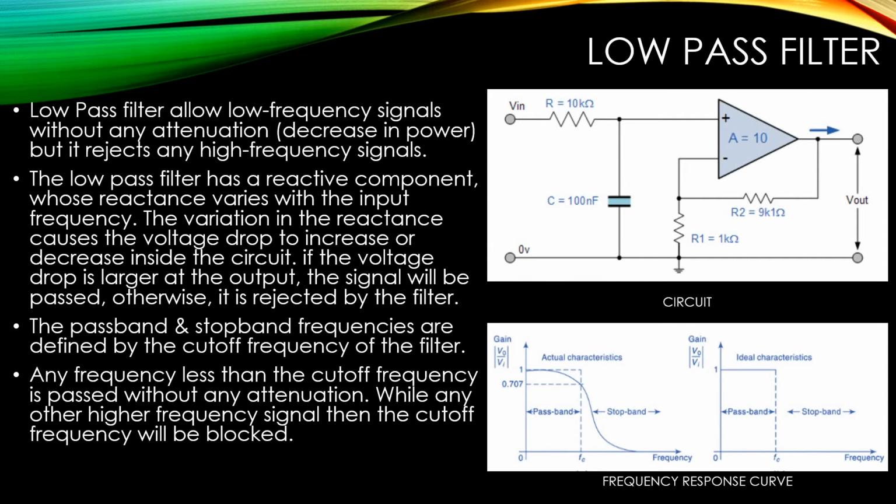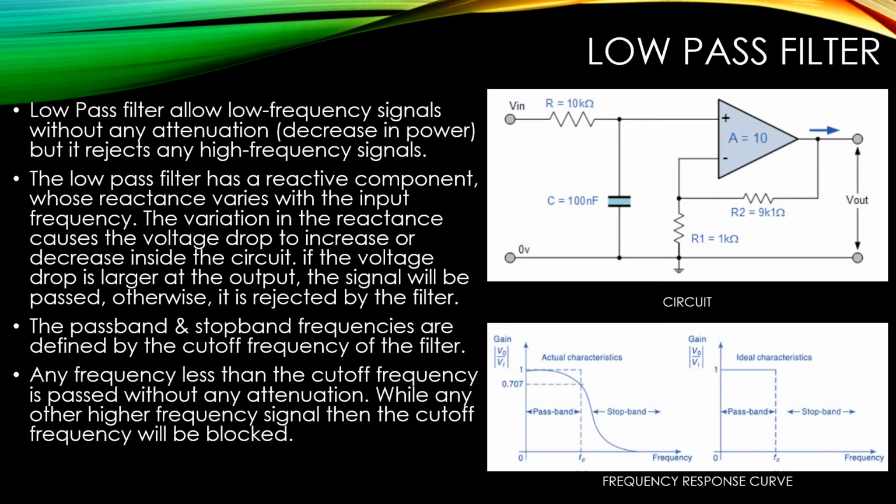Low pass filter. A low pass filter allows low frequency signals without any attenuation, but it rejects any high frequency signal. The low pass filter has a reactive component, whose reactance varies with the input frequency. The variance in the reactance causes the voltage drop to increase or decrease inside the circuit. If the voltage drop is larger than the output, the signal will be passed. Otherwise, it is rejected by the filter. The pass band and stop band frequency are defined by the cut-off frequency of the filter.